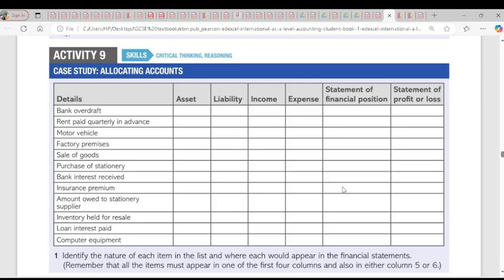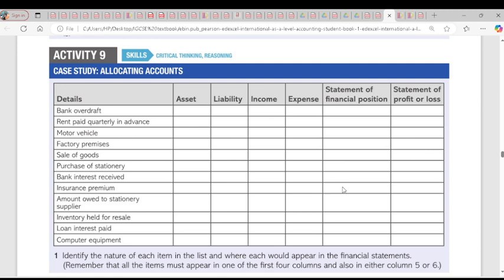Statement of financial position. Good. Motor vehicle. It is an expense. No, motor vehicle is an asset. Statement of financial position. Assets. Perfect. Factory premises is an asset. A statement of financial position. Sales of goods is an income. And statement of profit or loss.